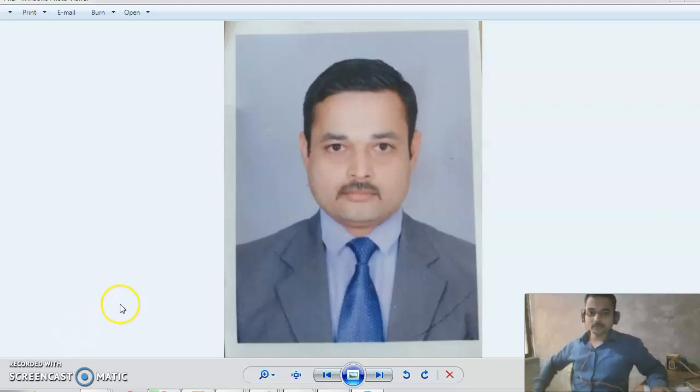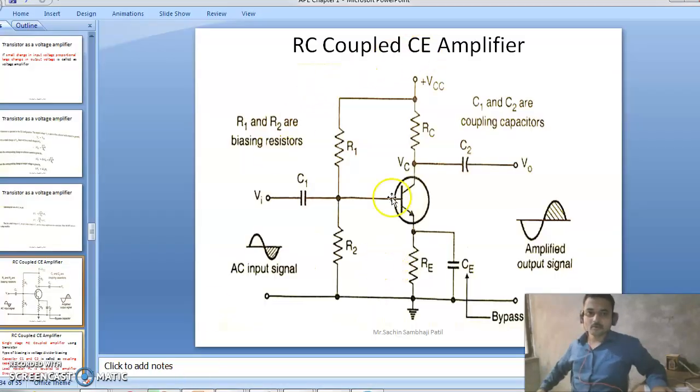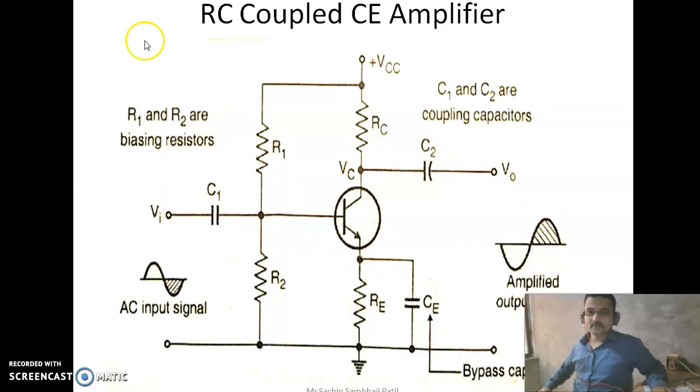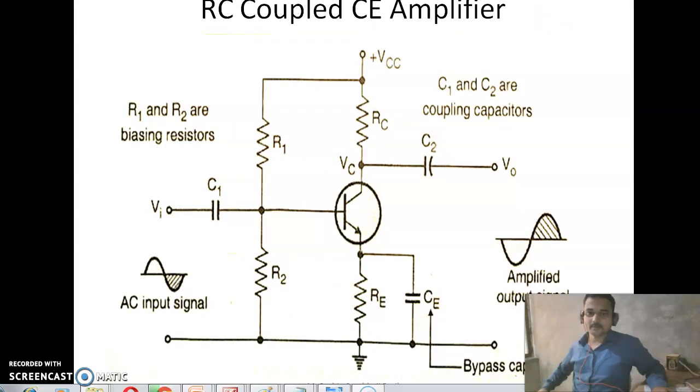So, in this session, we are going to see the RC coupled common emitter amplifier. Once again, I would like to welcome all of you to this session. So, what is an RC coupled common emitter amplifier? What do you mean by RC coupled? Okay, so first, the common emitter amplifier.